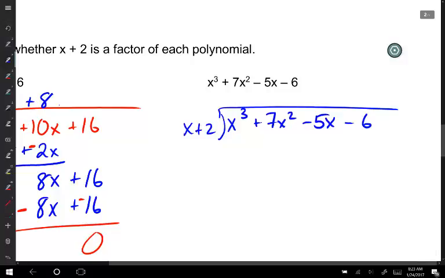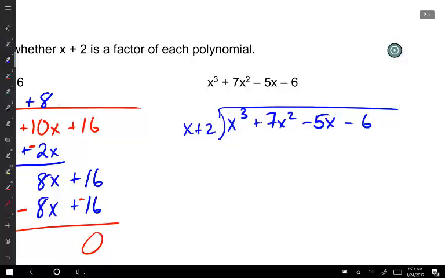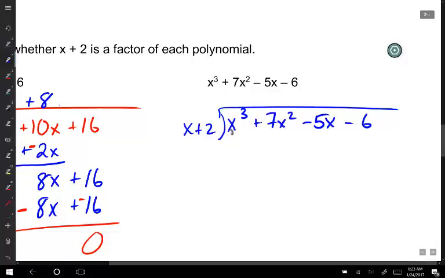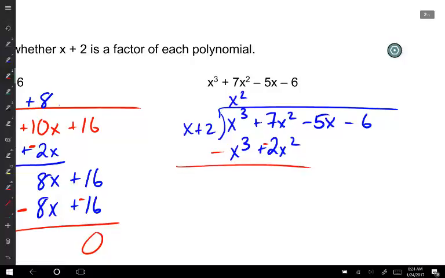All right. Talk to me here. Cole, Kent, my K guys. What goes first? x times what is x cubed? x squared. So x cubed plus 2x squared. Then minus, x cubed, and then that squared. All right. So then that will be 5x squared. Good.